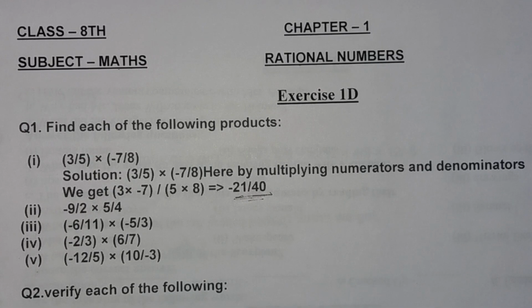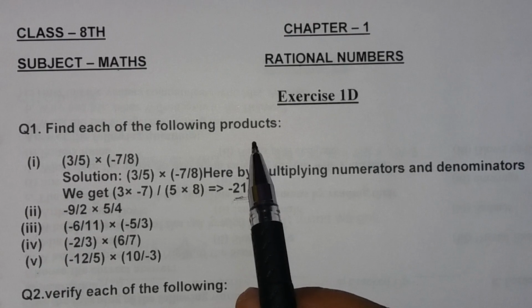Today in this video, I will start your chapter 1, Rational Numbers, and today we will cover two exercises, that is exercise 1D and exercise 1E. So starting from exercise 1D, question number 1. Find each of the following products. So here we have to find these products.